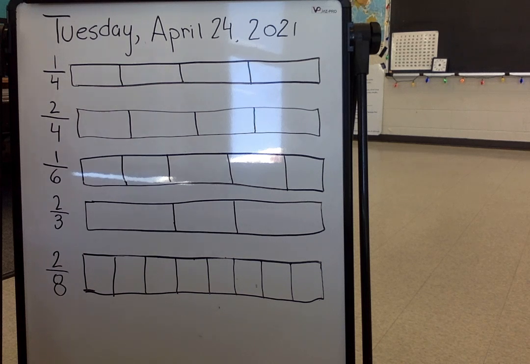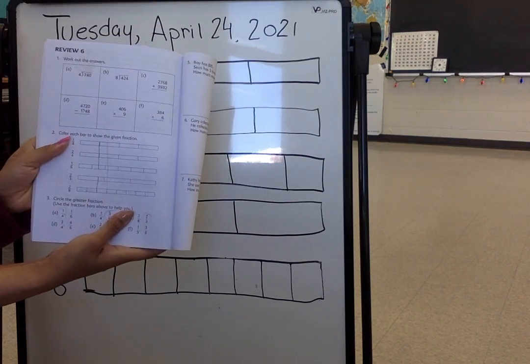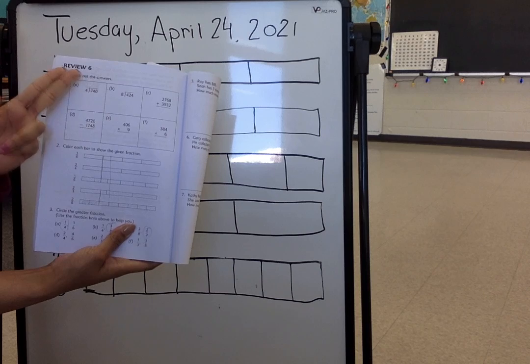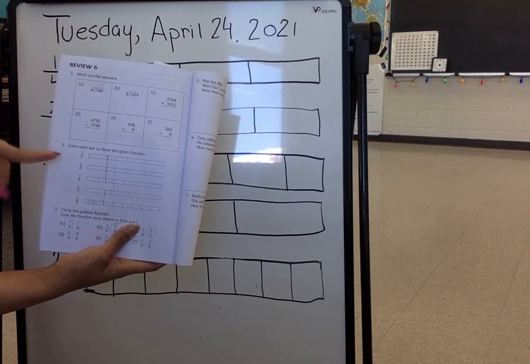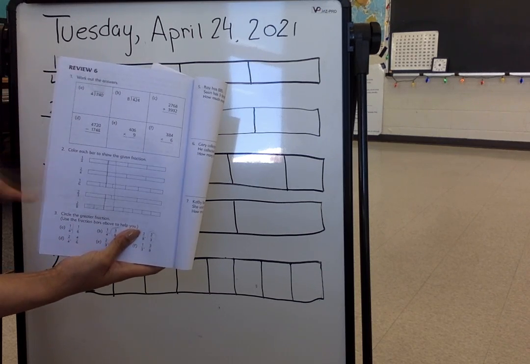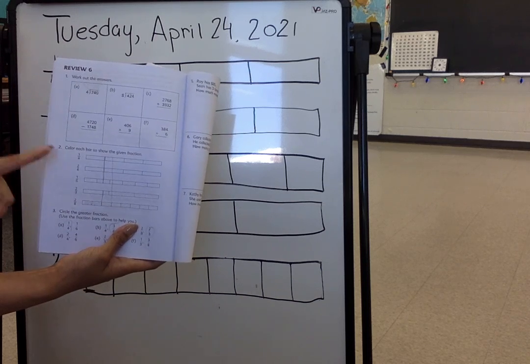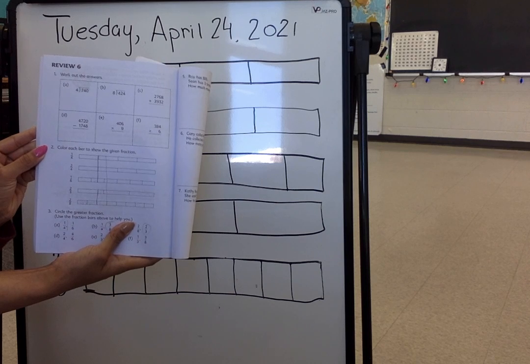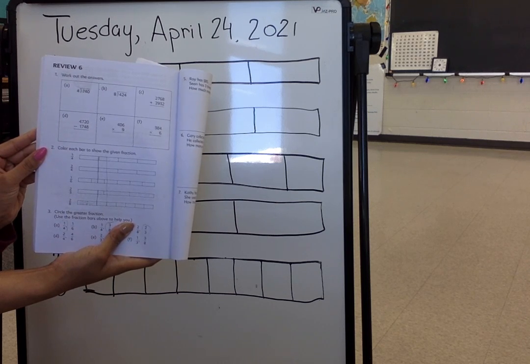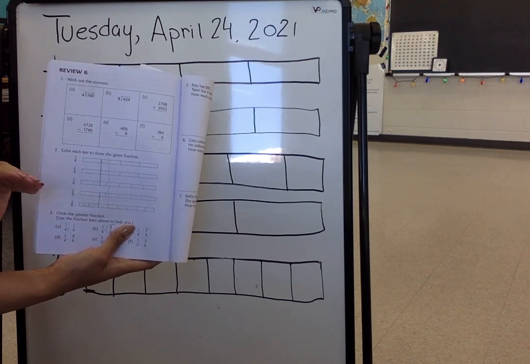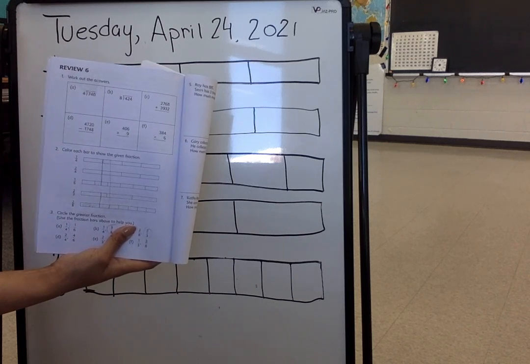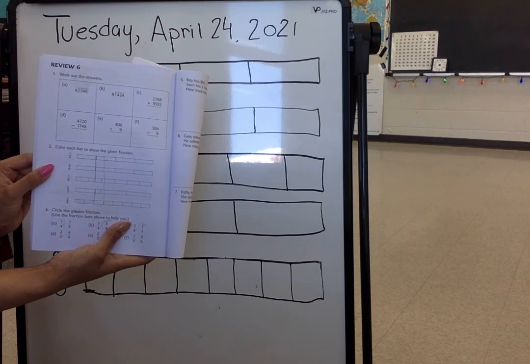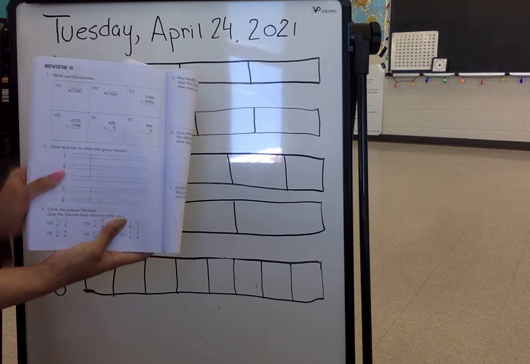Hi grade 3. Today is Tuesday, April the 24th, and for your work today we are looking at exercise review 6, and you will be working on questions 2 and 3. I am going to do a couple of these questions with you, and then you will finish it on your own. Once you're done, you're going to check in your answer key whether you got them right or not. Okay, so let's get started.